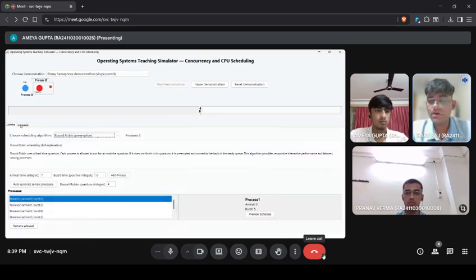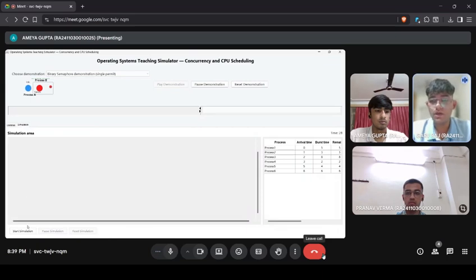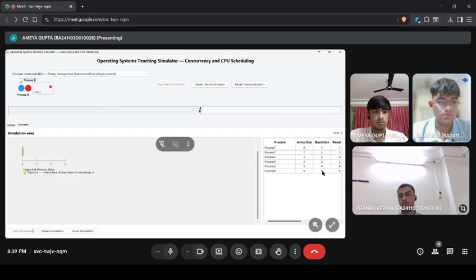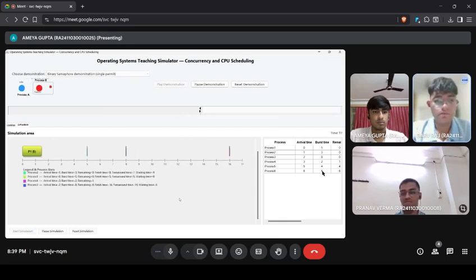I would like to explain the round robin algorithm using the non-preemptive version of it. Theoretically, once the process enters the CPU, it will not leave until and unless the process is completed. To explain this, I would like to run a simulation using round robin non-preemptive scheduling.